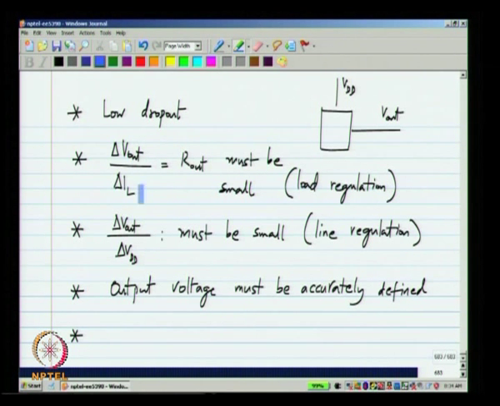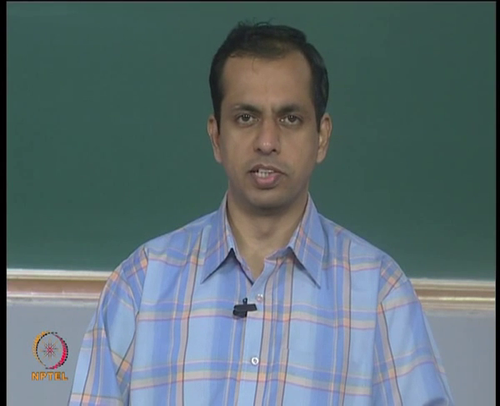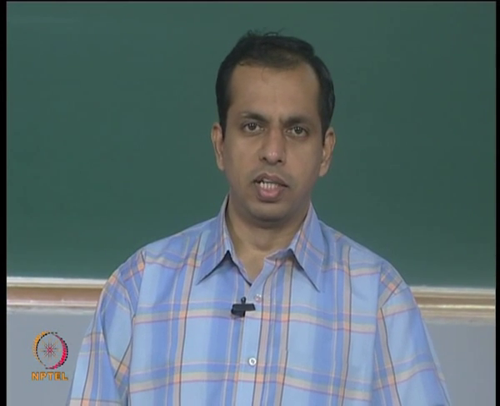Here this parameter delta V out by delta I L talks about the steady state, that is, let us say you change I L very slowly, how much does V out change, that is what the DC output resistance represents. Now sometimes the load current can jump, this can happen when you switch in a load or switch out a load, and then at that point the output voltage should not fluctuate considerably.